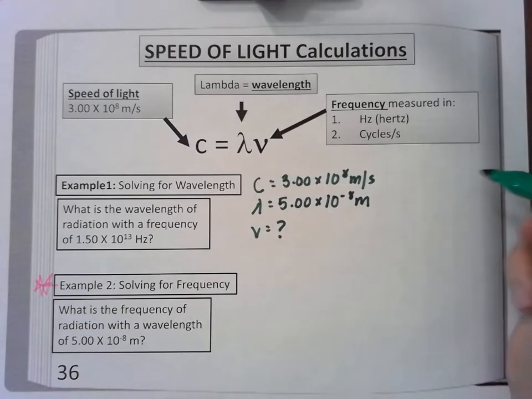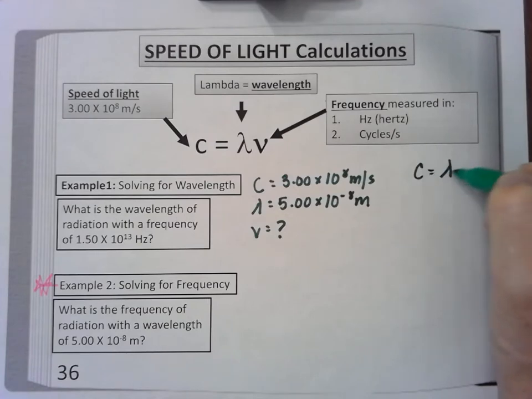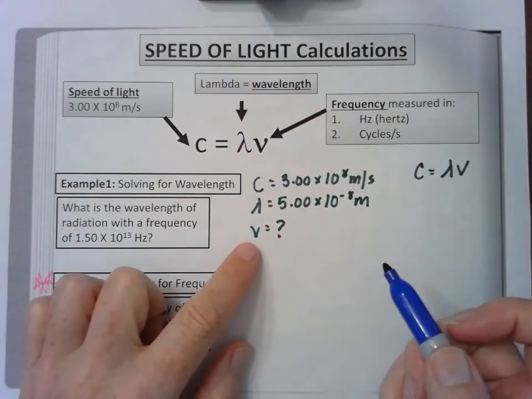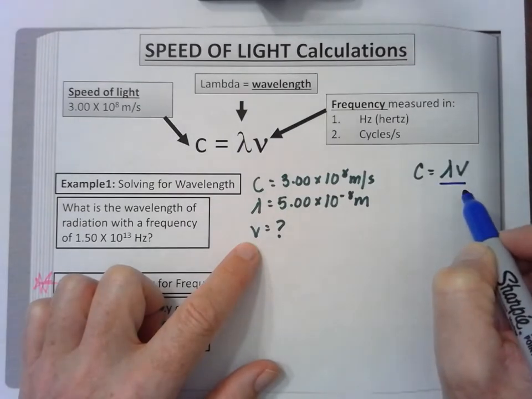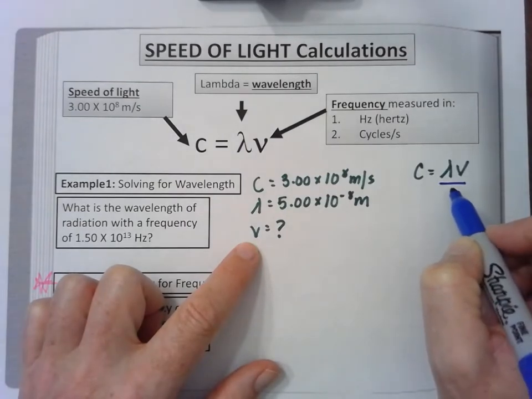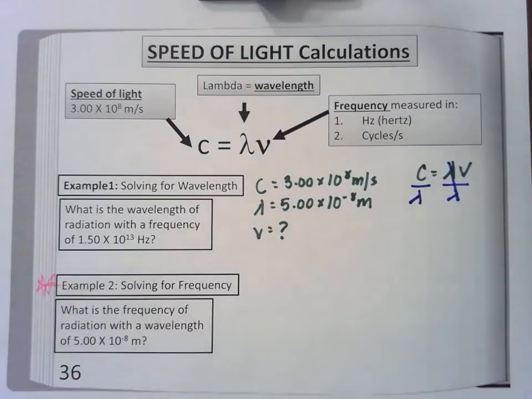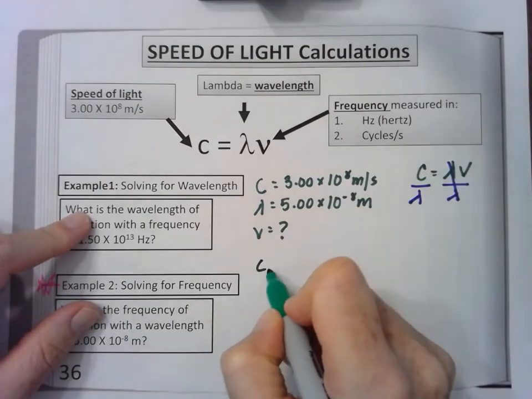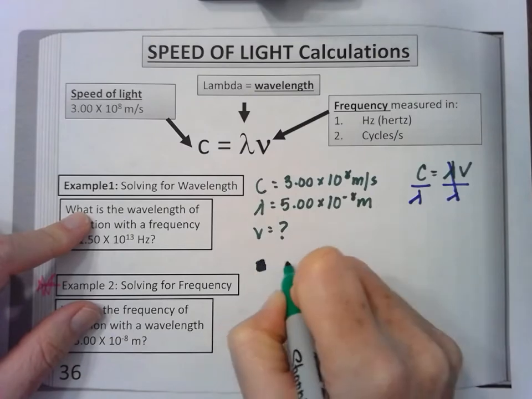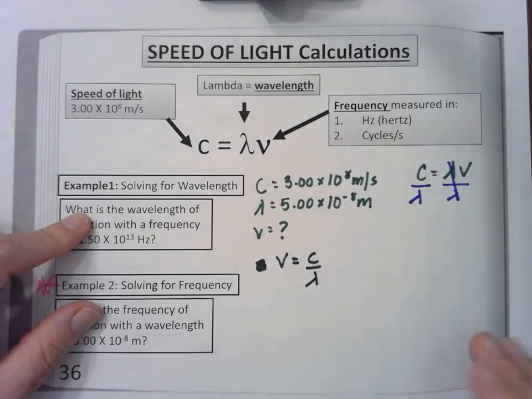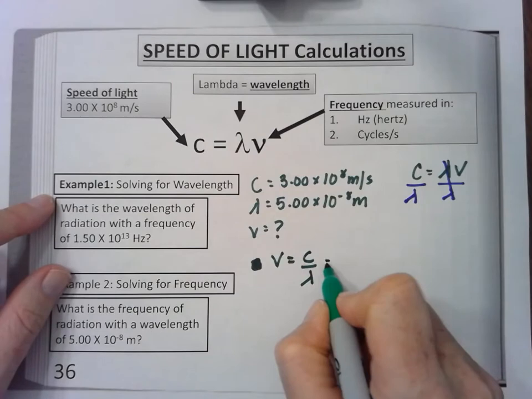I am going to look at the speed of light formula. C is equal to lambda times frequency, or nu. And I need to rearrange again because I need nu alone. These two are multiplied, so I'm going to divide both sides by lambda to get nu alone. And I am going to rewrite that formula because there's a lot going on right there. So, nu, or frequency, is equal to speed of light divided by lambda, or wavelength.